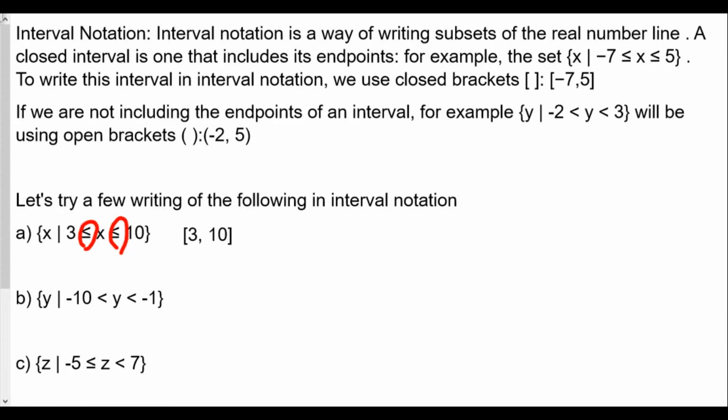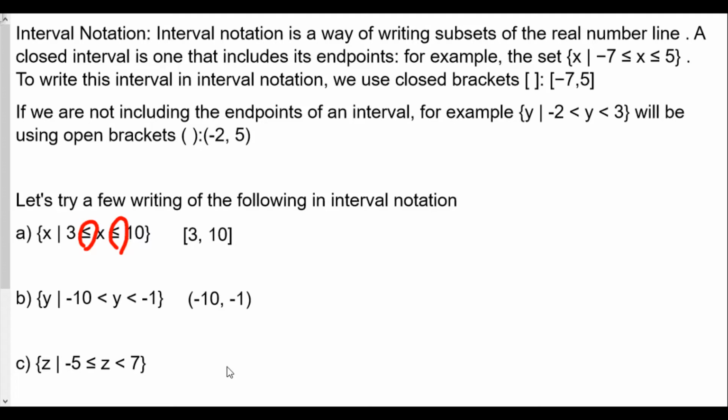For the second one, all values of y such that -10 is less than y and y is less than -1. We're not going to include the -10 or the -1, so we would use parentheses here: open bracket -10, comma, -1, open bracket. Because we're not including the -10 or the -1 in our set of values, but every number between them, that's what this interval means.